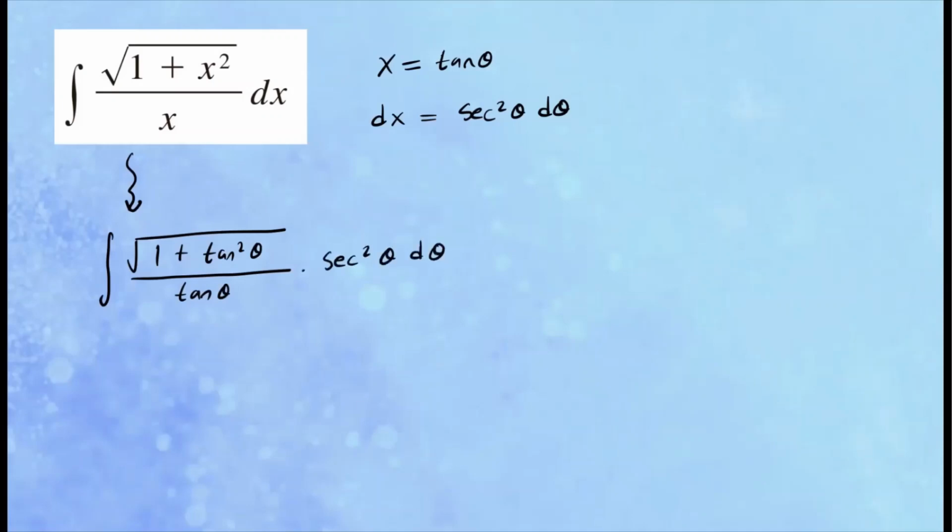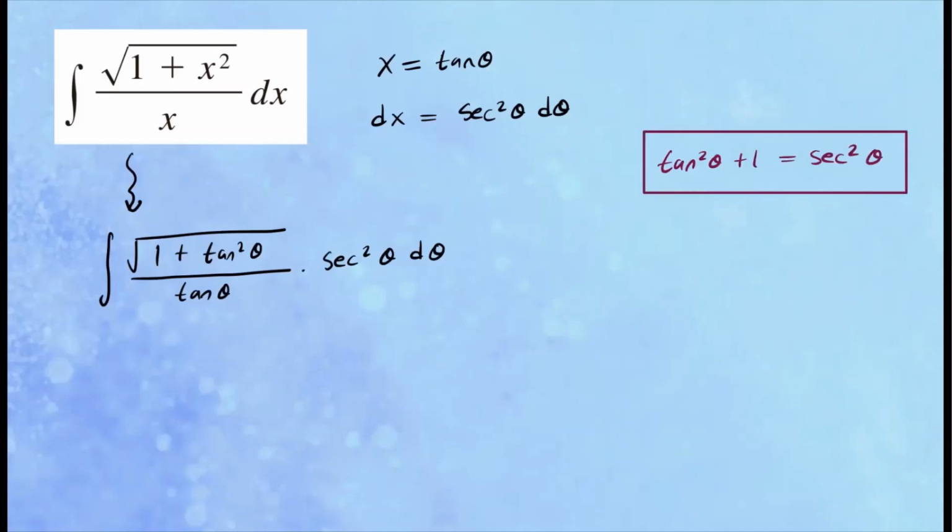All right, so now once we have done that, let's simplify this. You should remember the identity that relates tangent and secant. We know that tangent squared theta plus 1 is equal to secant squared theta. So this will be the useful identity for this problem. I'm going to replace that right here, so this will become secant squared theta. So we have the following form now: the integral of the square root of secant squared theta over tangent theta times secant squared theta d theta.